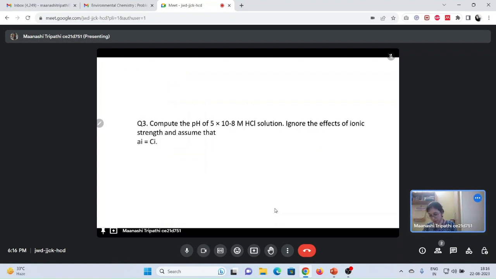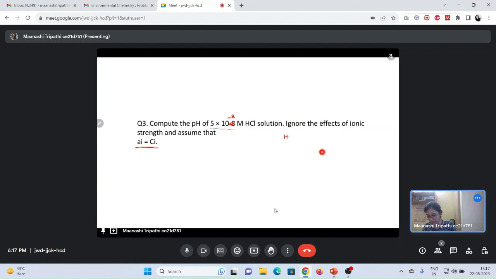Compute the pH of 5 times 10 raised to the power minus 8 molar HCl solution. Ignore the effect of ionic strength and assume that a_i is equal to c_i, meaning activity is equal to concentration. What does this mean? That this is a dilute solution. So you have to compute the pH of HCl, ignoring the effect of ionic strength. While doing this question, the first thing that comes to our mind is that it is a strong acid, so let's do it the conventional way by taking the negative log of the hydronium ion concentration.